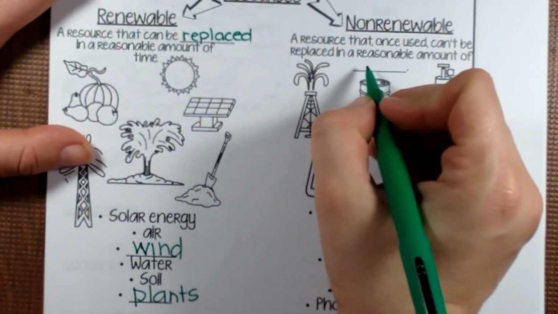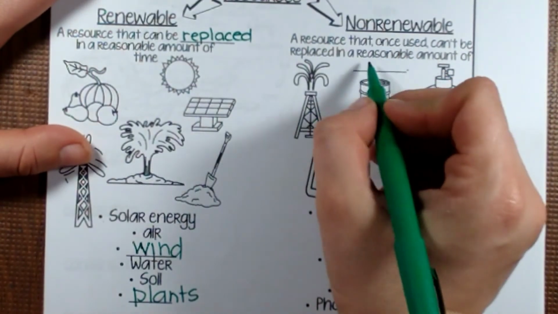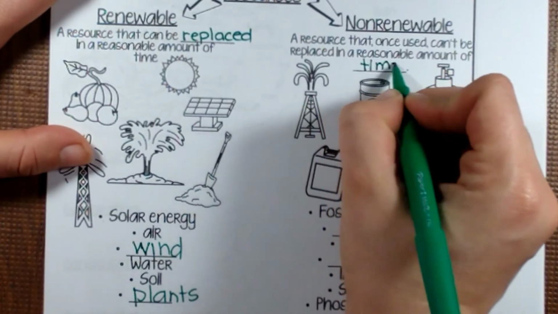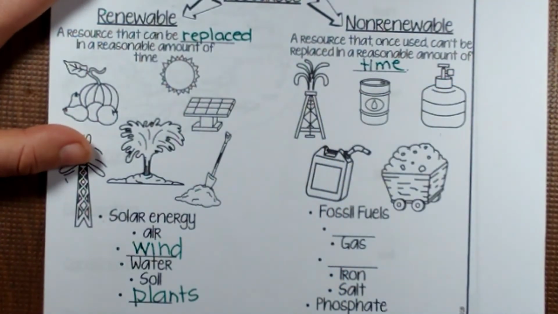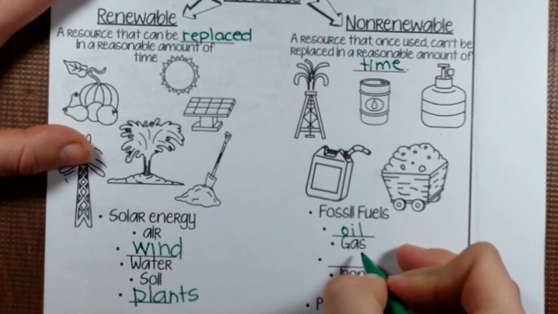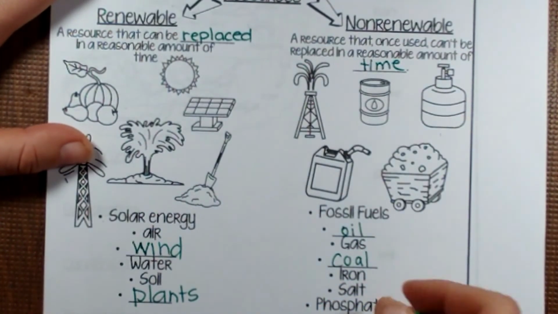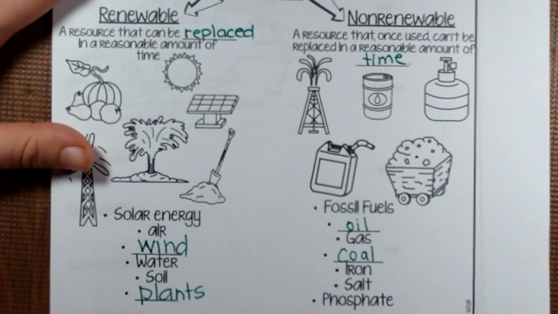Non-renewable resources is a resource that once used can't be replaced in a reasonable amount of time, such as fossil fuels, oil, gas, coal, iron, salt, and phosphate.